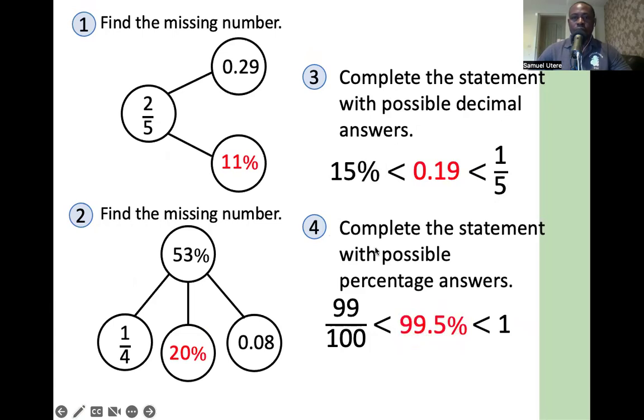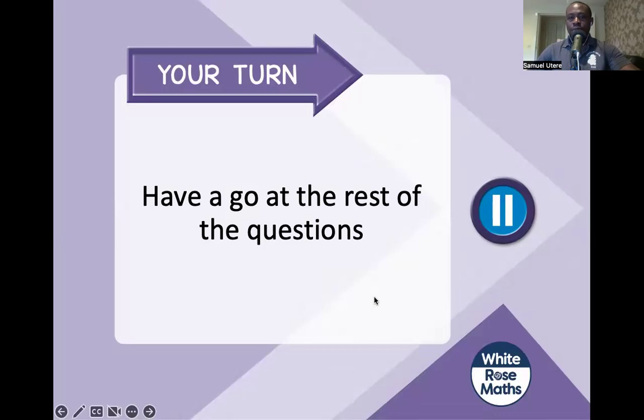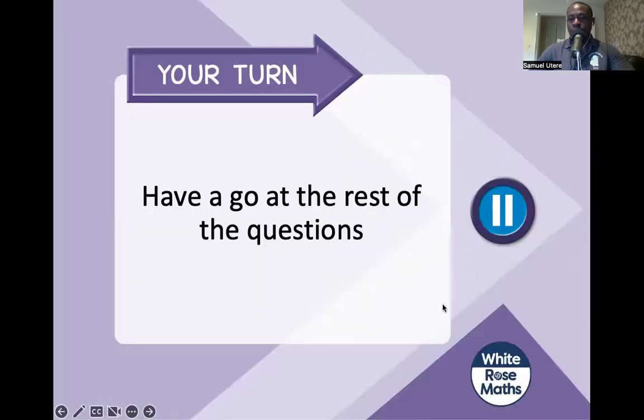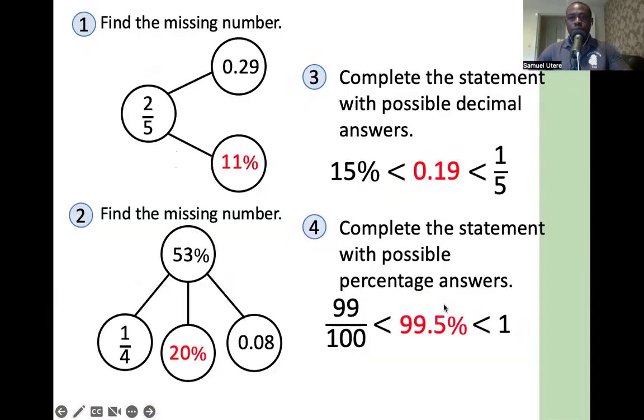And here is the same thing. Complete the statement with possible percentage answers. This is 99%, which is 0.99, and that's 1. So that's 100%. So we can have 99.5. You can have decimal percentages.